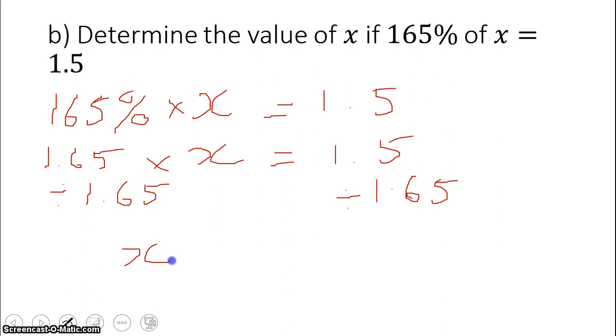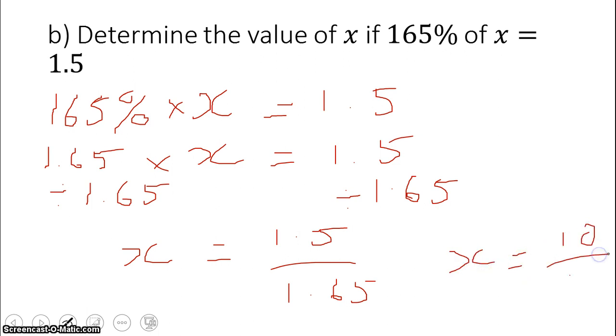So we end up with x equals 1.5 divided by 1.65, and we find that x equals 10 out of 11. Once again, setting it up as an equation made it a lot easier for me to do. If I was trying to do it a different way, it would be a bit harder.